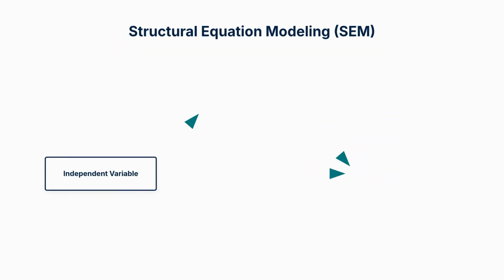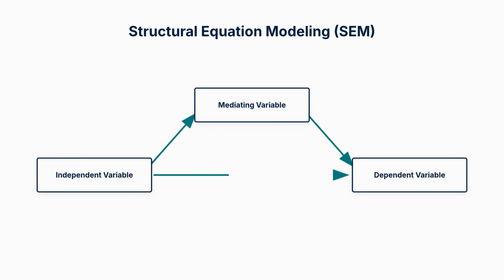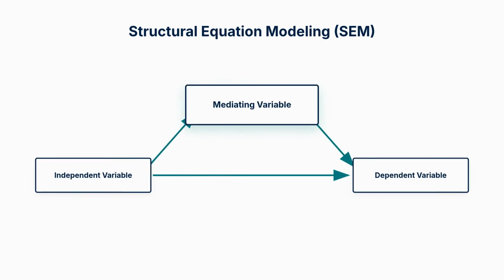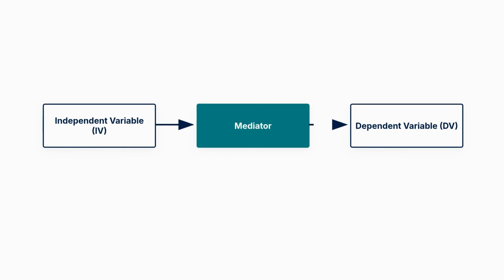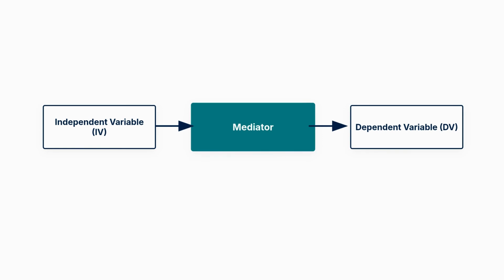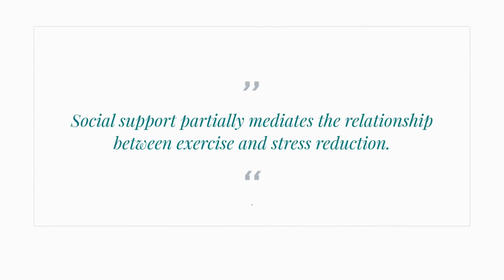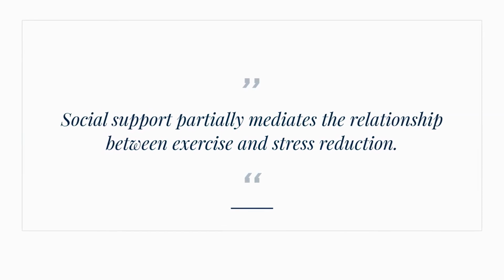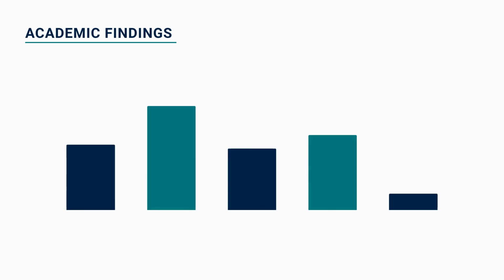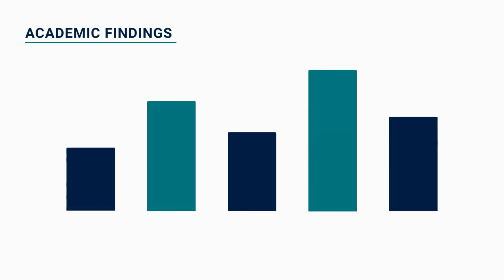For hypothesis testing, include methods like SEM to examine relationships between variables. If your study involves mediation, explain how mediating variables influence the relationship between independent and dependent variables. For example, social support partially mediates the relationship between exercise and stress reduction. Present your findings clearly with tables and graphs for better understanding.